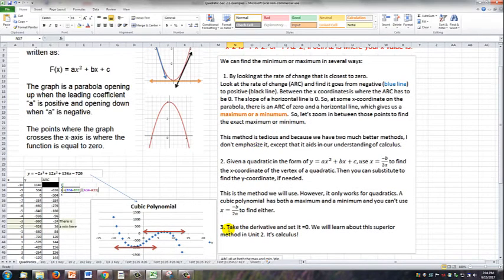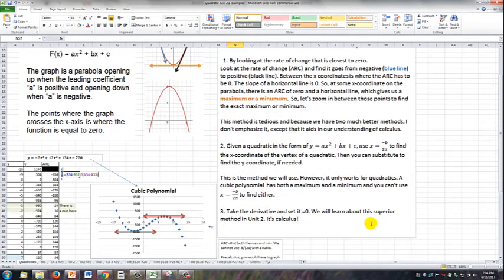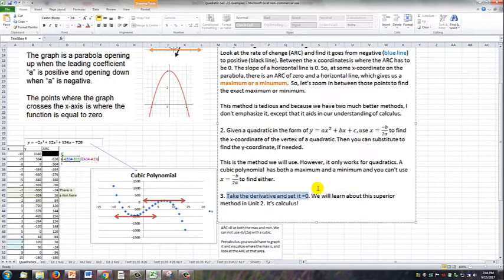The last way to find the max or the min is to take the derivative and set it equal to 0. We're going to learn about this superior method in Unit 2. This method works for any type of function you would have. Quadratic, cubic, quartic, any kind of function.